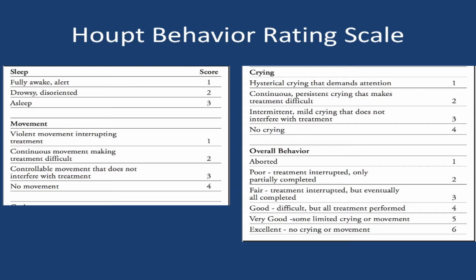The overall behavior then is evaluated. If the treatment was aborted, it's a 1. If it was poor, where treatment was interrupted and only partially completed, it is a 2. If the treatment was fair, treatment interrupted but eventually all was completed, their score is a 3. And if they were good, difficult, but all treatment was performed, it's a 4. They are very good with some limited crying, it's a 5. And if they're excellent with no crying, they're a 6. So the examiner observations allow determination of these 3 behaviors on a numerical scale and can be totaled for determination of the behavior rating.